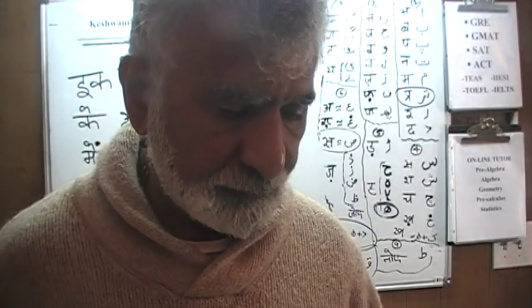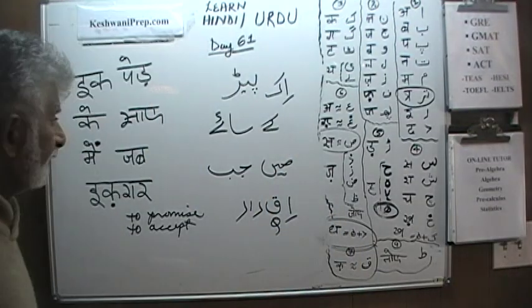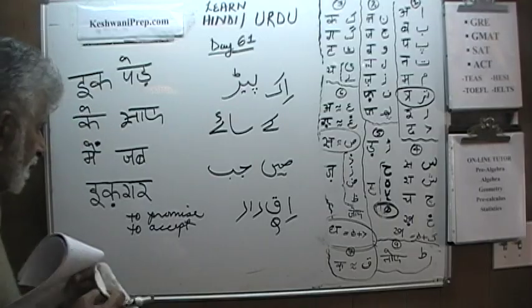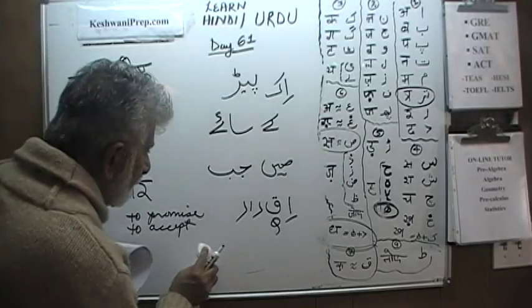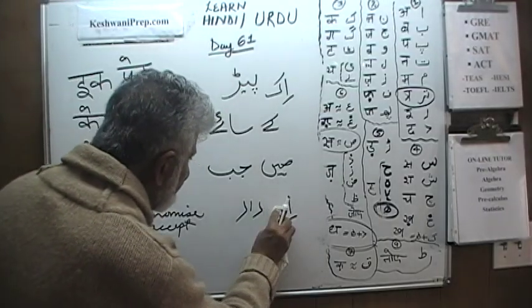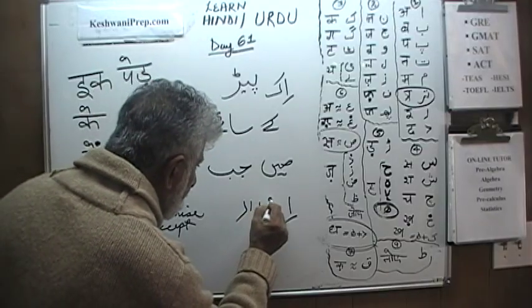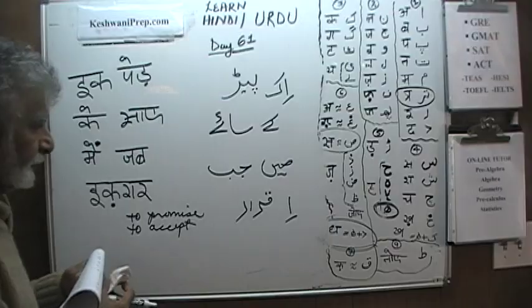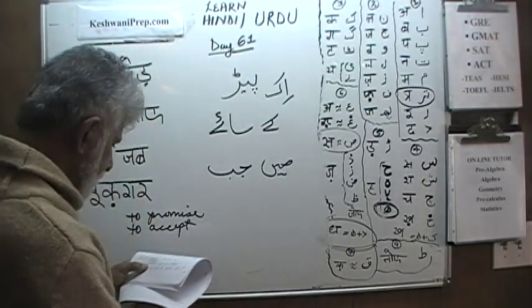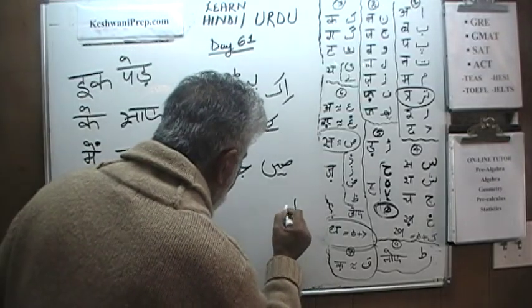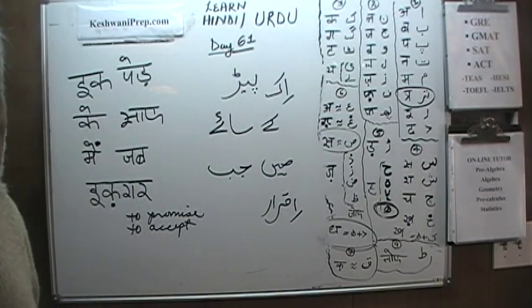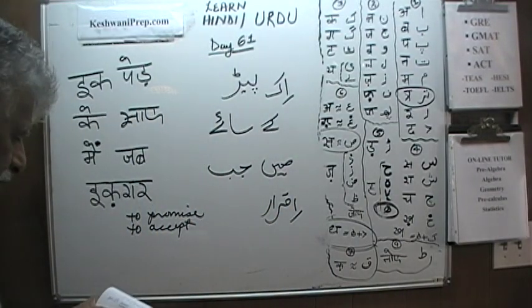To make a promise. We have to put it together, ikrar. So what's going to happen is that this ka is simply going to get up and join the ra. That's all it is. Everything is going to stay the same. Let's rewrite it. You see how different it looks when written freehand? Ikrar.